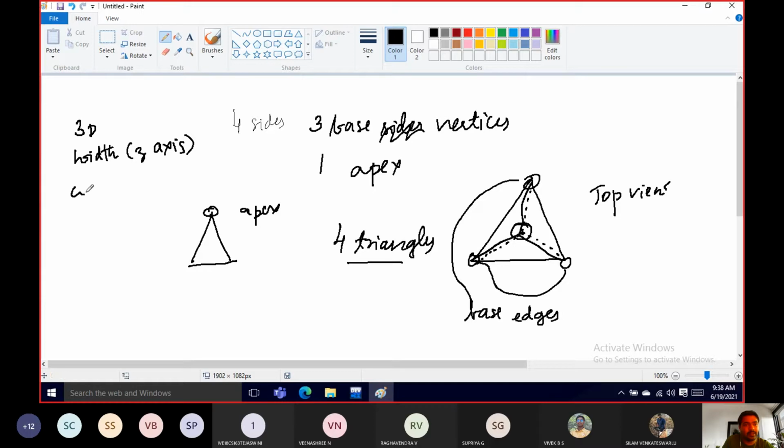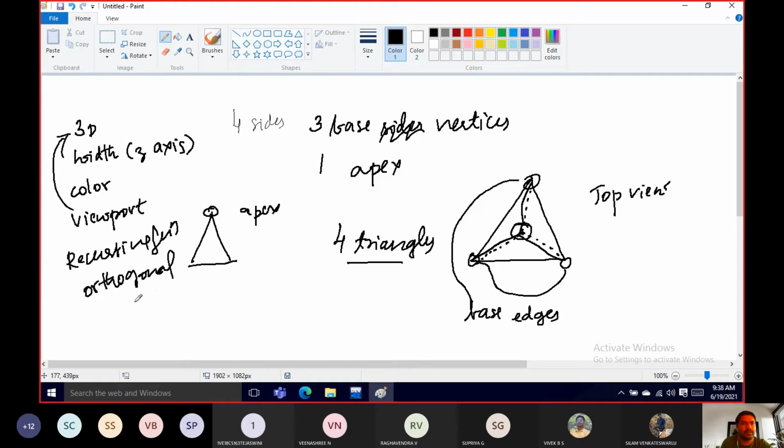We also need to see the color. We also need to look at the viewport. Why viewport? Because it's a 3-dimensional image. And we also need to divide, which means a recursive function has to be taken care of. Then what else? It is also an orthogonal image, right? So these are the important considerations which we need to take.